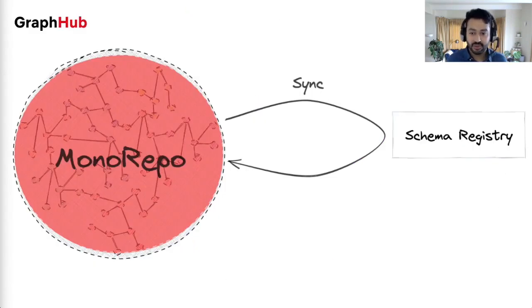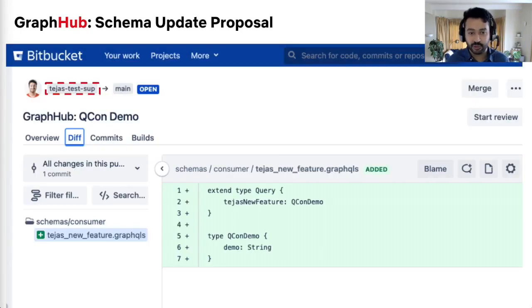What is GraphHub? GraphHub is just a monorepo. It's just a Git repo that has all the schemas, and it syncs with the schema registry. The schema registry is dynamic and always has the latest schema from prod. And in this Git repo, any developer can file a pull request, or what we call the schema update proposal. Pull requests are a great form of collaboration. They communicate clearly and crisply the intentions and remove the hand waviness from collaboration.